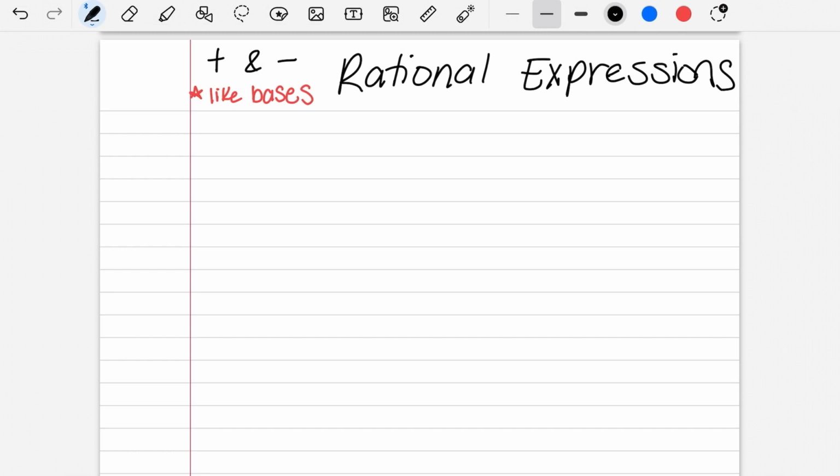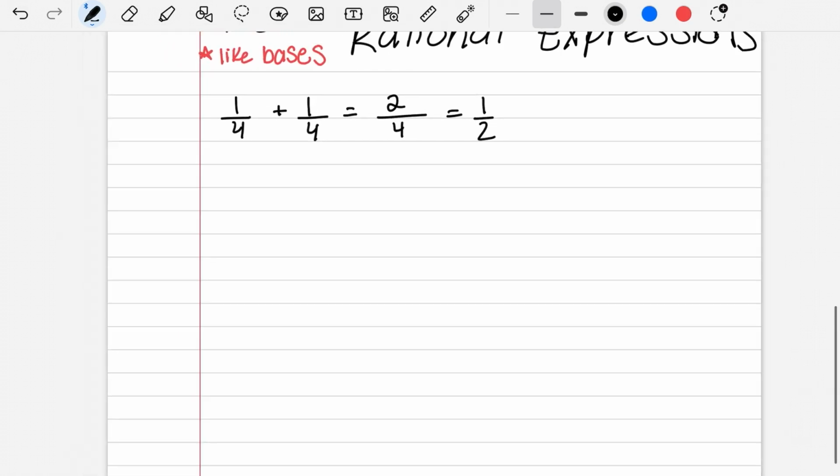As a recap, with fractions, if I had 1/4 plus 1/4, you add the numerators, but you leave the common denominator the same. So we actually have 2/4, and we can further simplify this to 1/2. We're going to do this now, but with rational expressions. So here's what I mean.